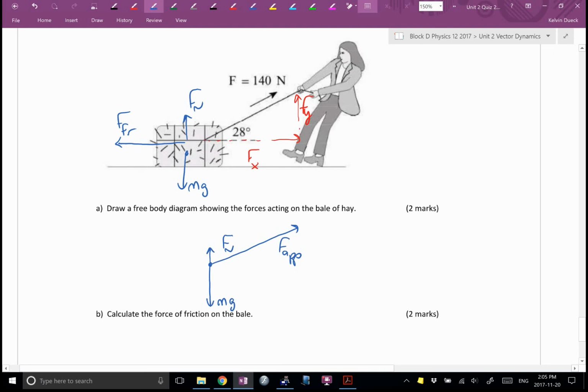Okay? What if we split the applied up? Did you also put the applied on there? Okay, then if you did the components, that's okay, and I'll show you that in a second.